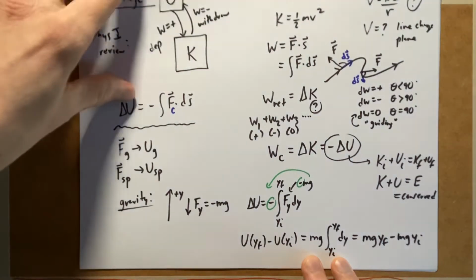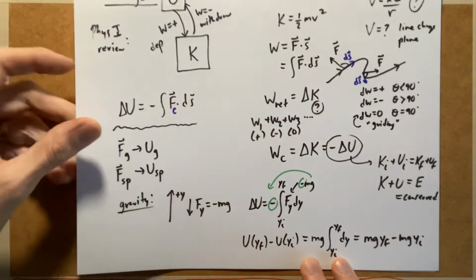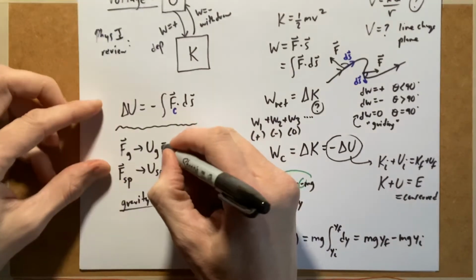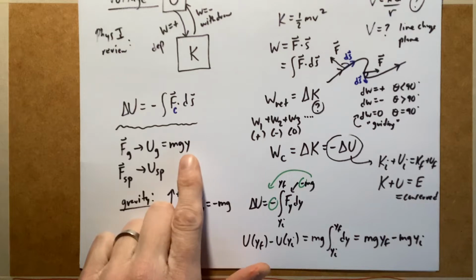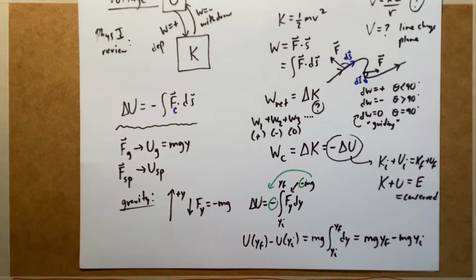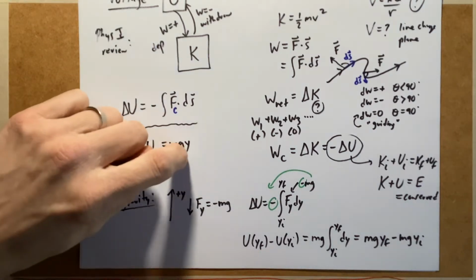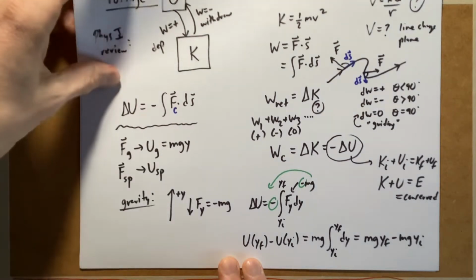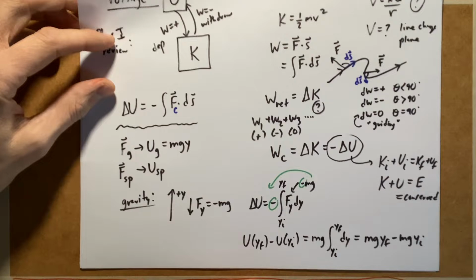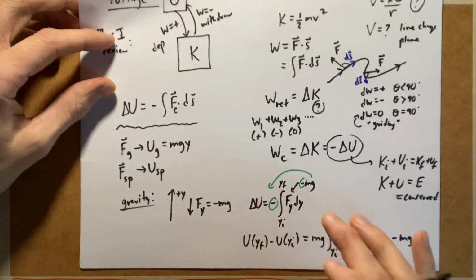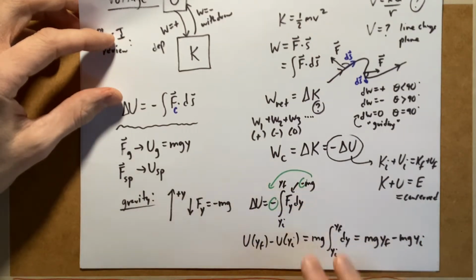So this is starting to look like your familiar formula. So you may remember this is mgy. Sometimes instructors prefer h. In fact, I prefer h in most cases. y is just nice here because it's a little bit less abstract than integrating over h.